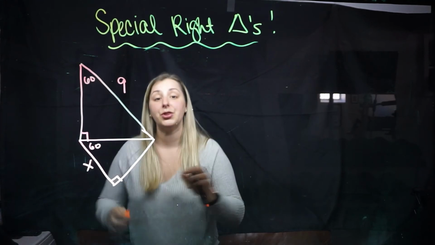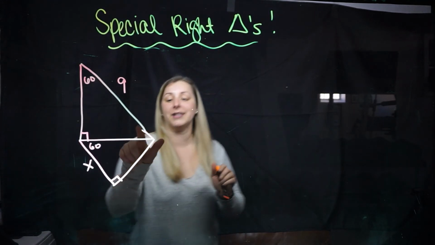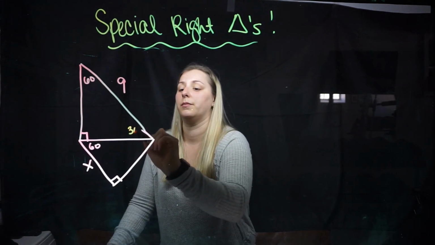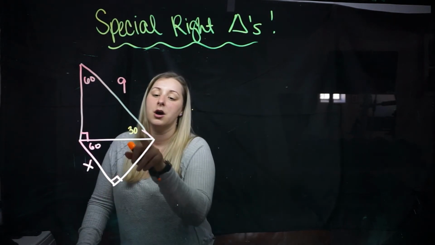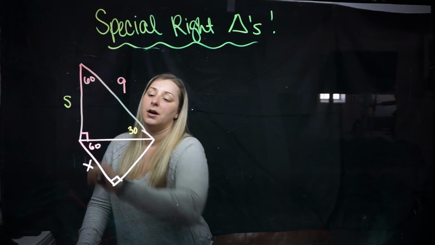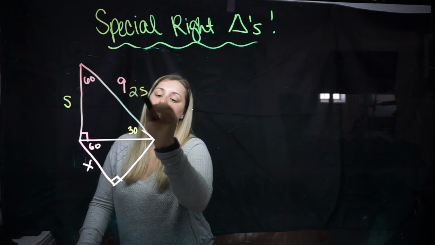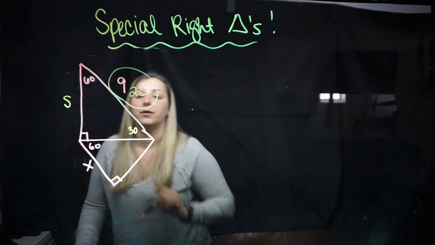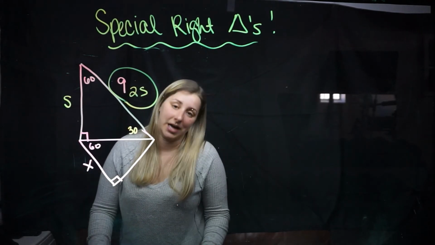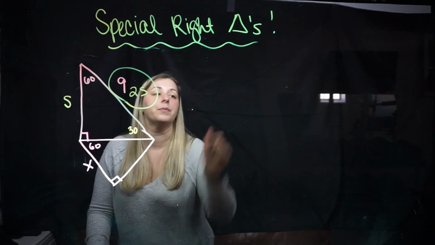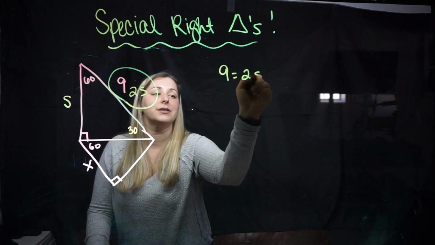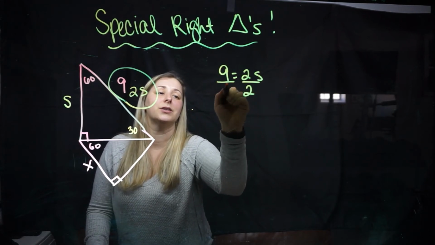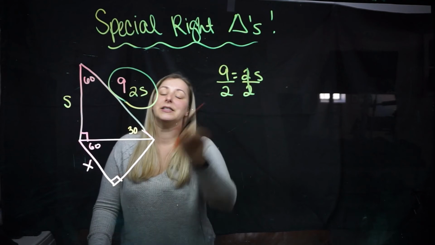So remember, opposite the 30-degree angle, and the 30-degree angle has to be this missing angle right here. So I'm just going to put that in there. Opposite 30 is S. Opposite the hypotenuse is 2S, and we know that this is S rad 3. I don't really need to put the label there just yet. I know that I have 9 is equal to 2S. Okay, so 9 equals 2S. I need S, so I'm dividing by 2, so S is equal to 9/2.